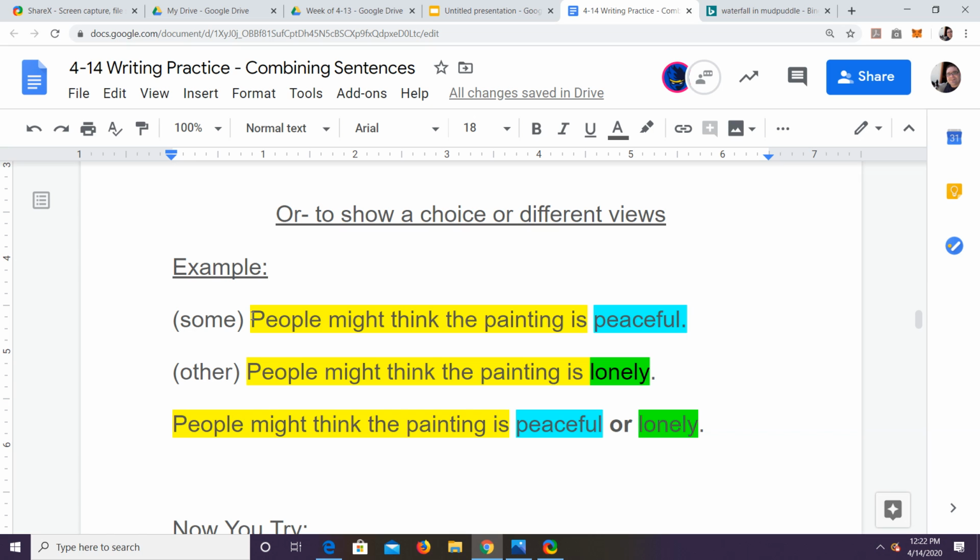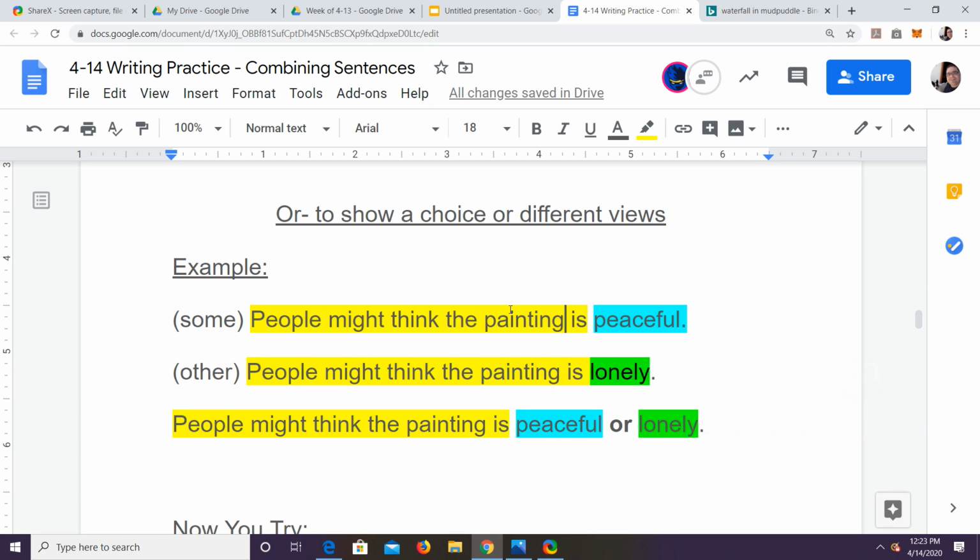So this example I got from Miss Allen, people might think the painting is peaceful. So there's an artist who made a painting, and maybe it's showing an empty field or an empty forest. Is everyone going to think it's peaceful? Probably not. That's why I put some here. Some people might think the painting is peaceful. But then other people, maybe people who like to be in the city around people, might think the painting is lonely. So people could think either one way or the other.